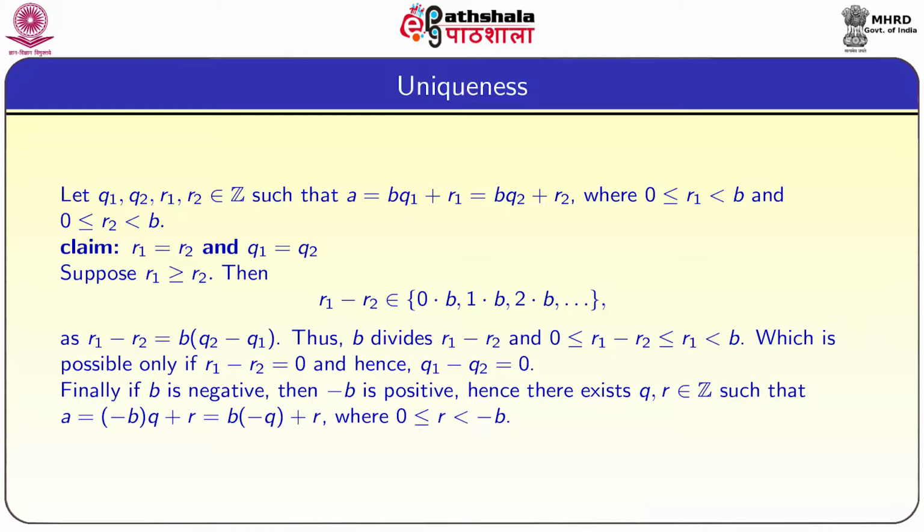Finally, we have to prove for every b not equal to 0. So, till now we proved it for b greater than or equal to 1. So, we will assume now b negative, then minus b becomes positive. So, whatever we proved till now we can apply. That means, there exist integers q and r belonging to Z such that a is equal to minus b into q plus r, which is equal to b into minus q plus r, where 0 is less than or equal to r is less than minus b.